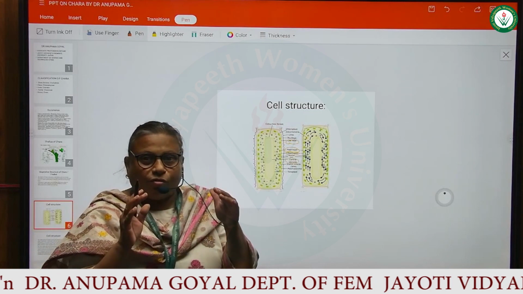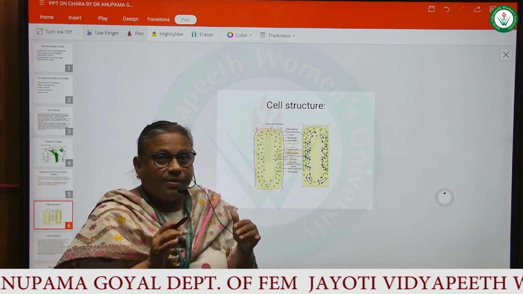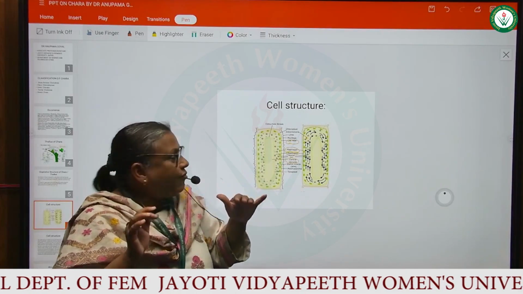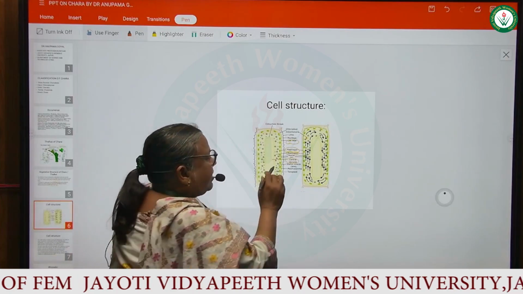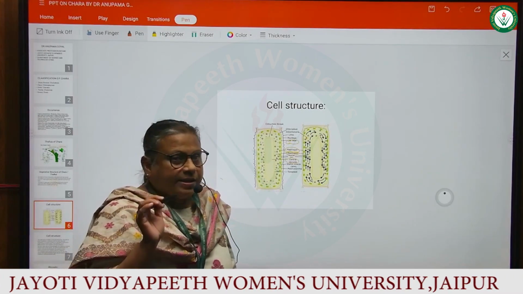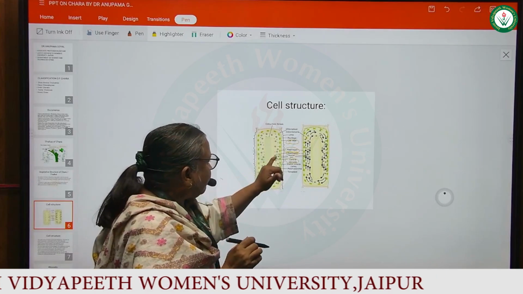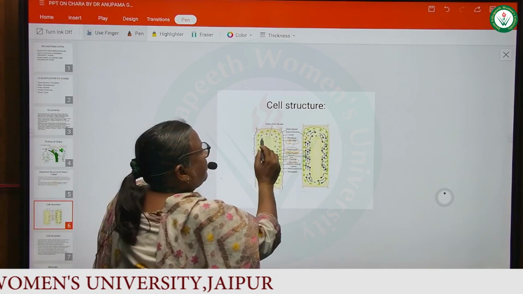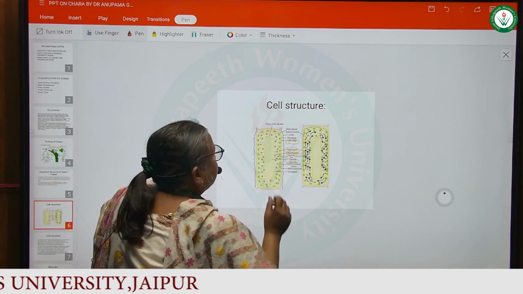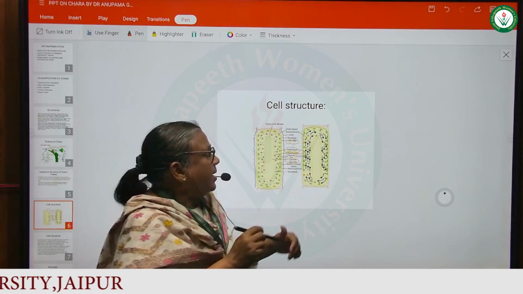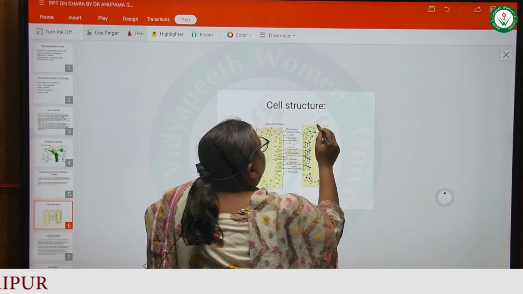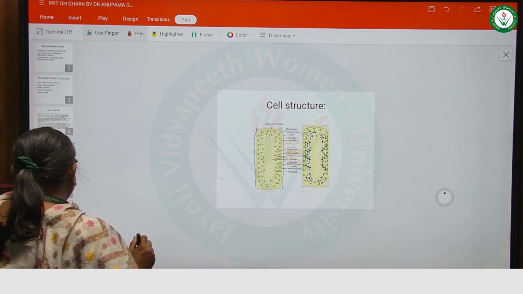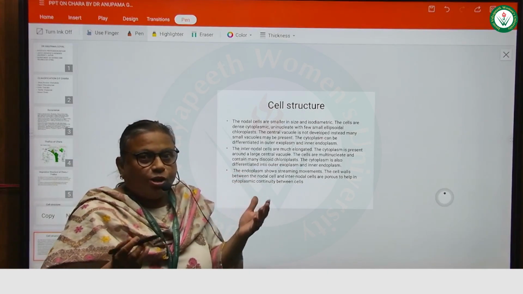In the center of the cell, as you see in the diagram, there is a central vacuole, and in the periphery there are a number of nuclei, and even starch grains are found in the cytoplasm. The vacuole is surrounded by the tonoplast, which means the membrane of the vacuole is called the tonoplast. As you see in this diagram, the cytoplasm shows streaming movement. Now I talk about the cell structure in Chara.